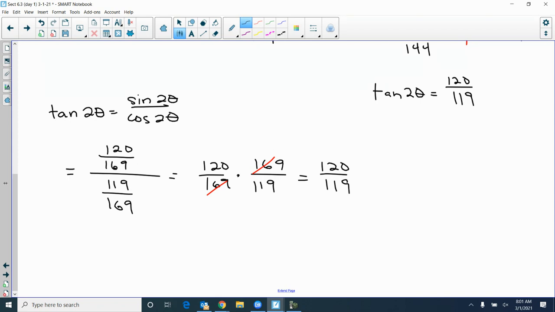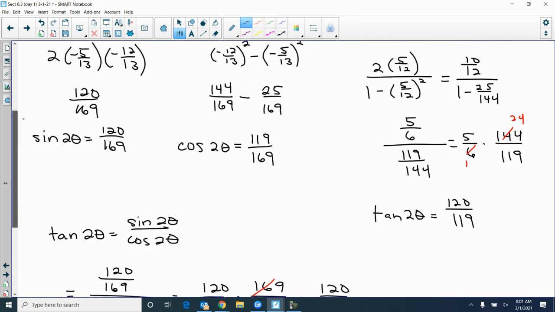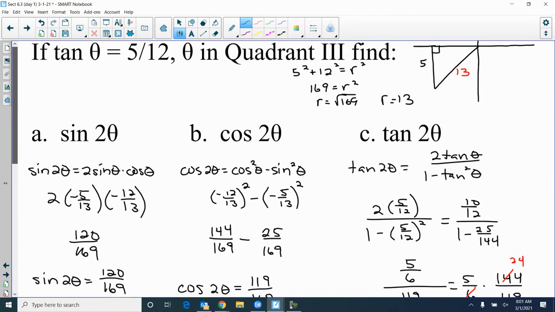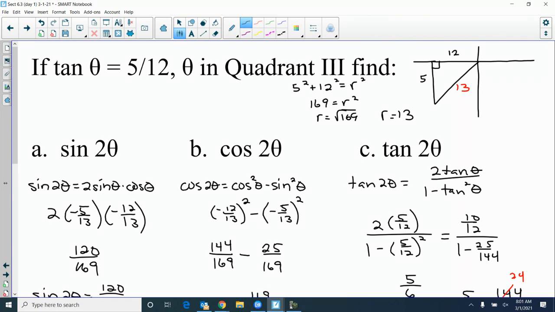Now, if I just ask you to find the tangent of 2 theta and you haven't found the sine and cosine, then your hands are tied. You either need to do all of that or just go right to that formula. But it really doesn't matter either way. So if given a case, make sure you watch your negatives. Okay, watch where you're squaring, and then reduce as needed.